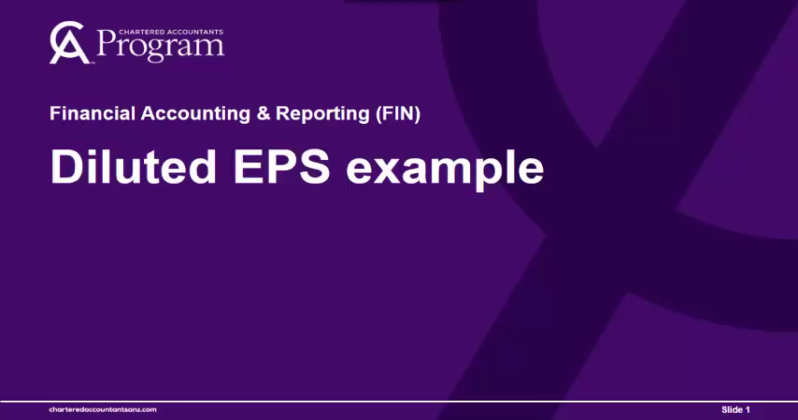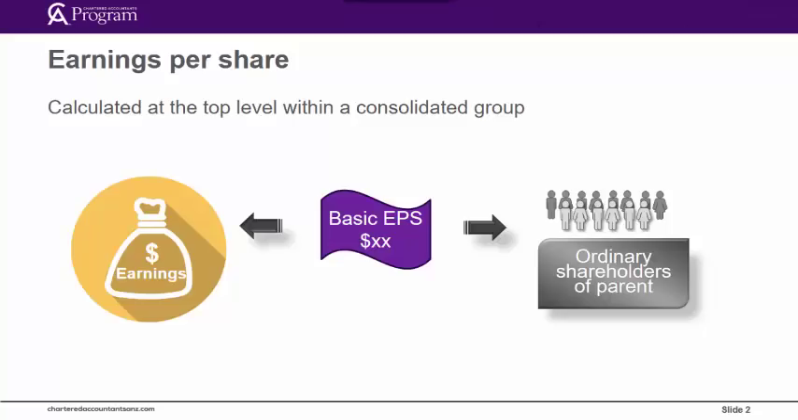This video will explain how to do a diluted earnings per share calculation. Now remember that basic earnings per share is calculated at the top level within a consolidated group. So it's looking at the earnings for the group that are attributable to the ordinary shareholders of that parent entity within the group. That gives us our basic earnings per share.